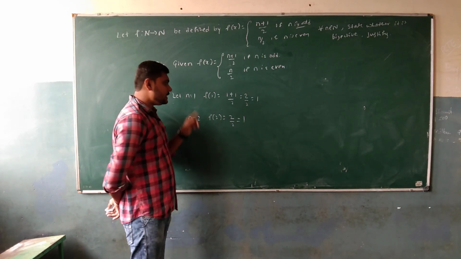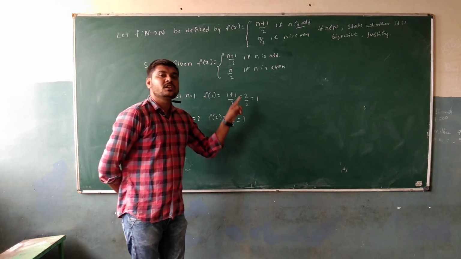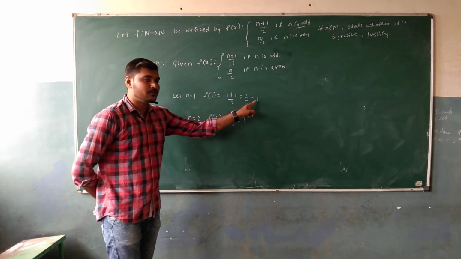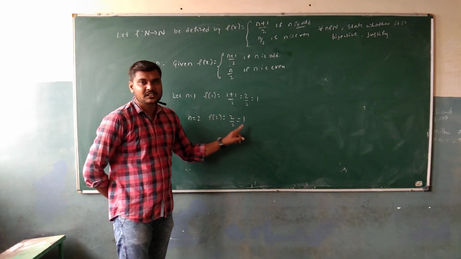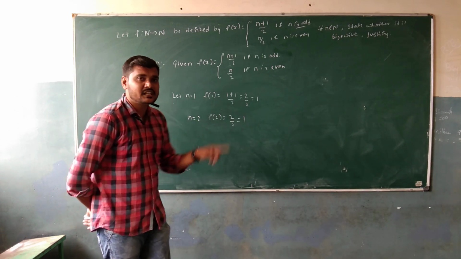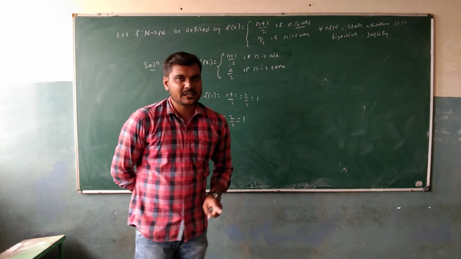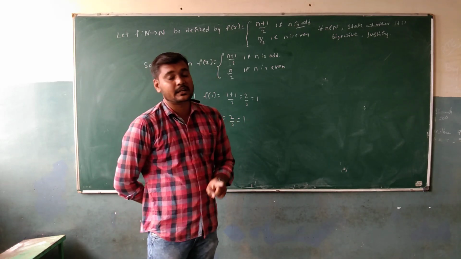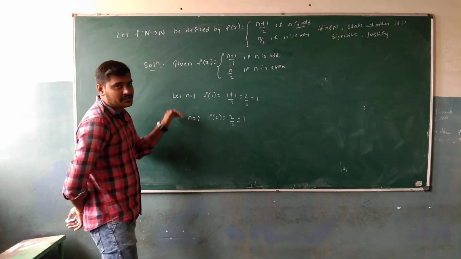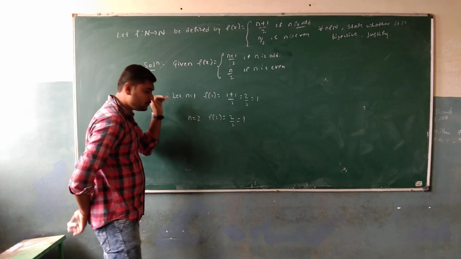But these two elements in the domain have only one image in the codomain. So the element 1 has the image 1, and the element 2 has the image 1. So the elements 1 and 2 have the same image. We can say that it is not a one-one function, because the definition says that every element in the domain must have only one image in the codomain. So it does not satisfy the definition of a one-one function.